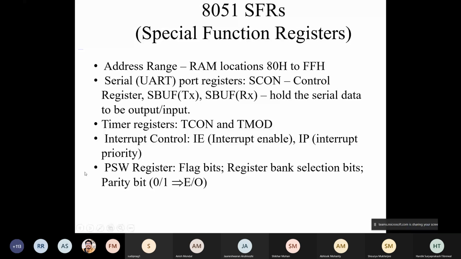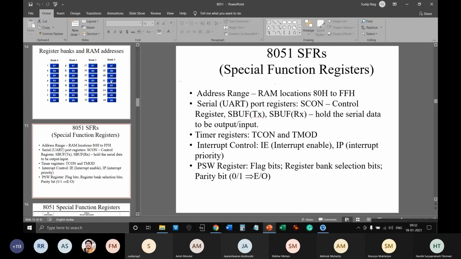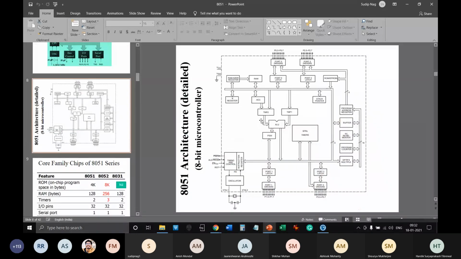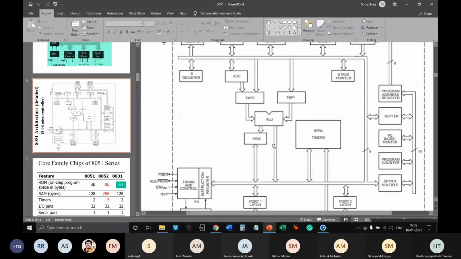Then we talked about the PSW register, which is next to the CPU, or the ALU of the CPU, called the Program Status Word register. Where is that PSW register? We can see here, the PSW register is next to the ALU. So PSW is a flag register, and you can see the SFRs, timers are all present.